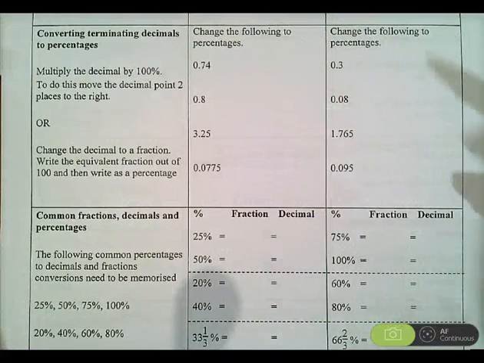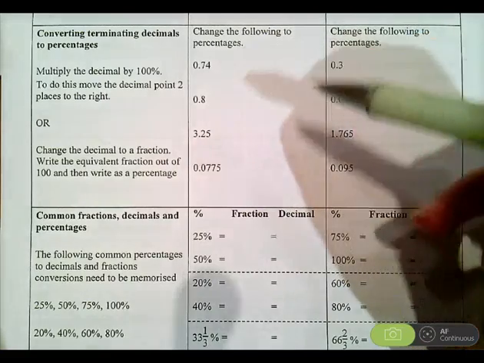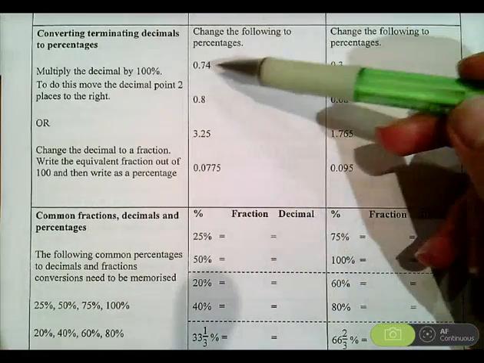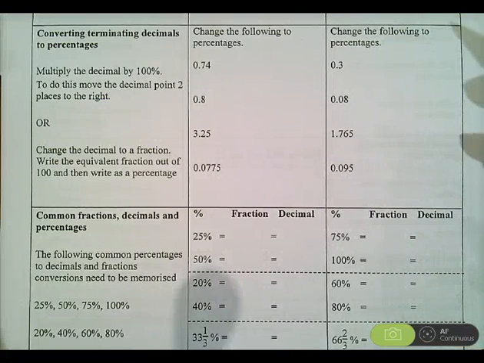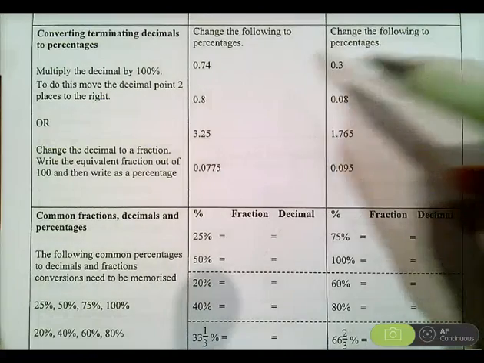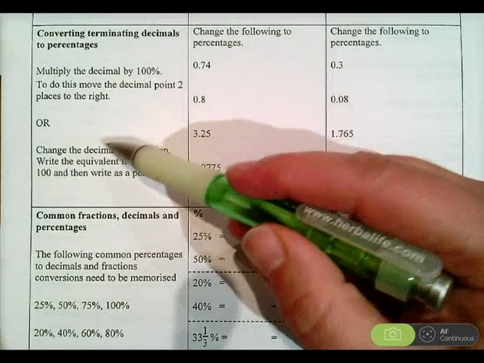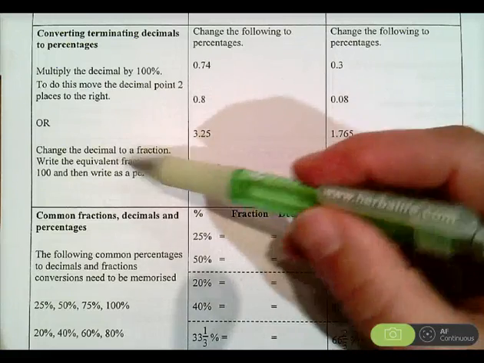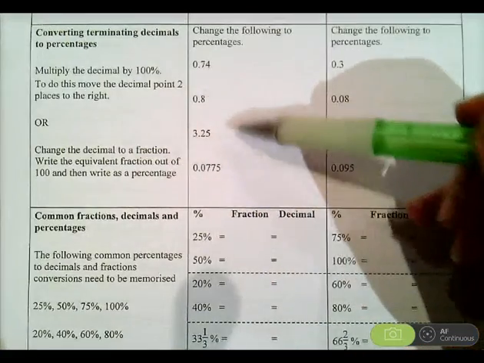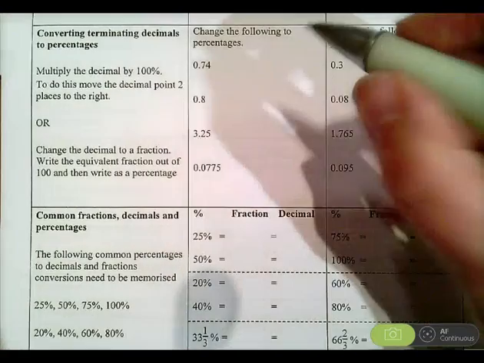To actually convert anything to a percentage, you can actually just multiply it by 100%. So I could just go through and multiply all these by 100, and that would give me the answer as a percentage. Or the other method is to convert the decimal to a fraction and then write the equivalent fraction out of 100 and then write it as a percentage. Now I'm going to do both these methods for you.